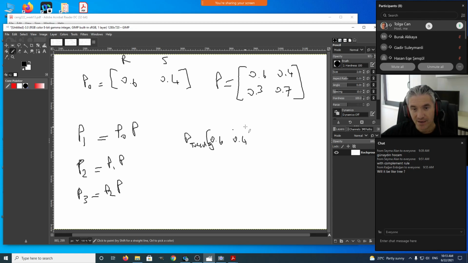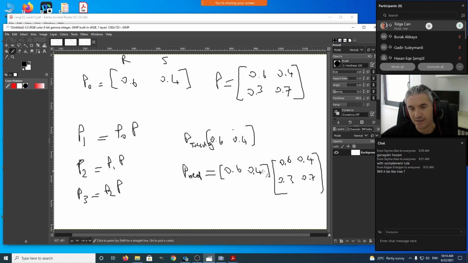Okay, now what I'm saying is that P Wednesday could be found by doing a matrix multiplication, multiplying this thing with this one, and 0.3, 0.7. So how do we multiply it? The result will be another 2 by 1 matrix. So the first entry will be 0.6 times 0.6 plus 0.4 times 0.3. Familiar, right? That's the probability of being rainy.